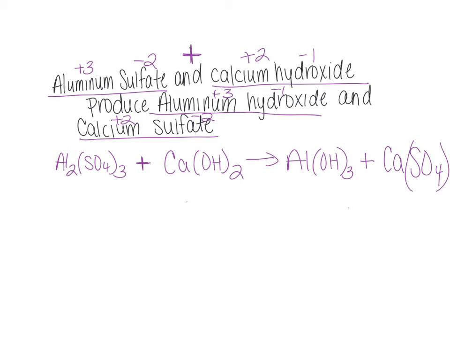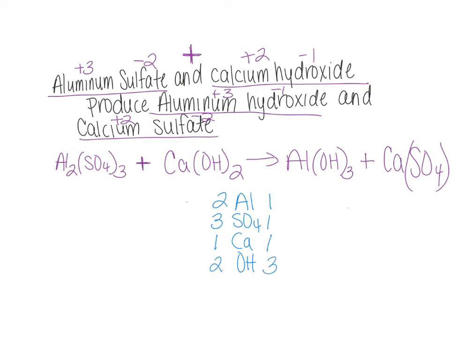Okay, so once you have that written out correctly, which means it's neutral using the subscripts, now you are going to change the coefficients in front to make both sides of the equation have the same amount of atoms. So we have aluminum, sulfate, calcium, and hydroxides. I have 2 aluminums on my reactants, 1 on my products. I have 3 sulfates on my reactants, 1 in my product. I have 1 calcium on both sides, and my hydroxide I have 2 and 3.